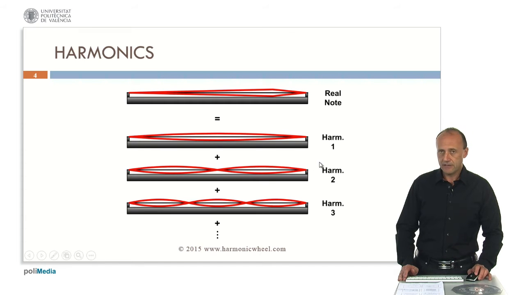Additionally, the intensity of harmonics 2, 3, and so on usually decreases with the number of the harmonic, and these harmonics determine the timbre of the sound. The timbre is that characteristic of the sound which allows us to distinguish a piano from a trumpet, for example.